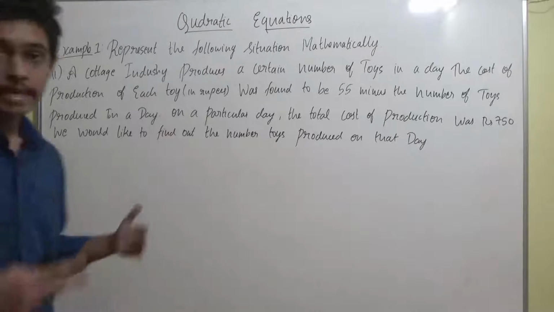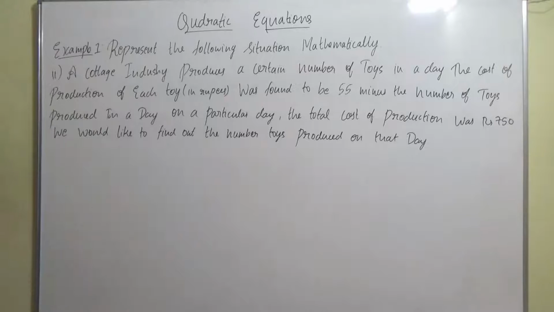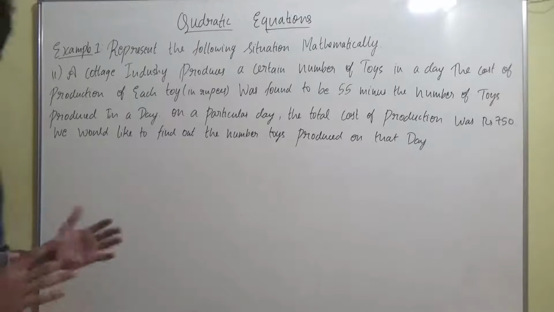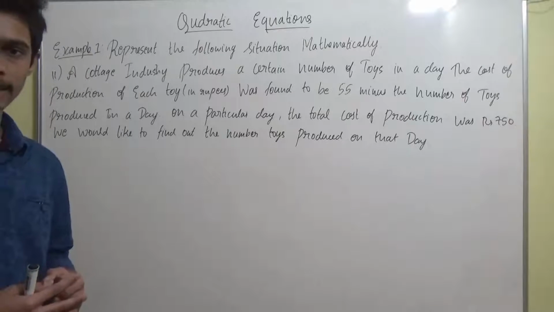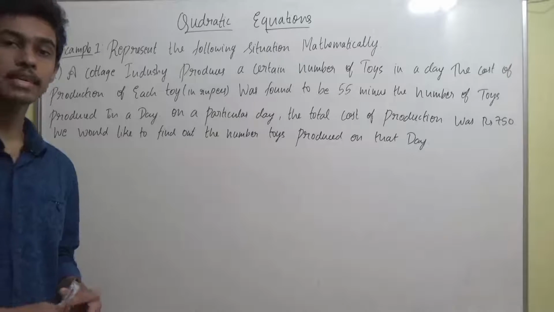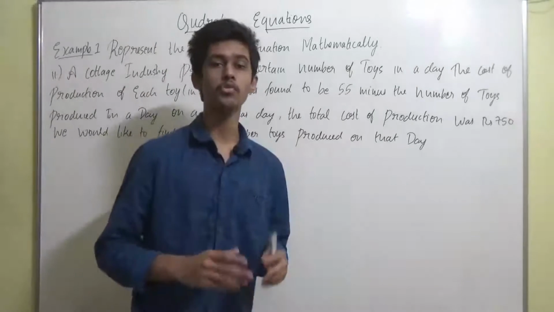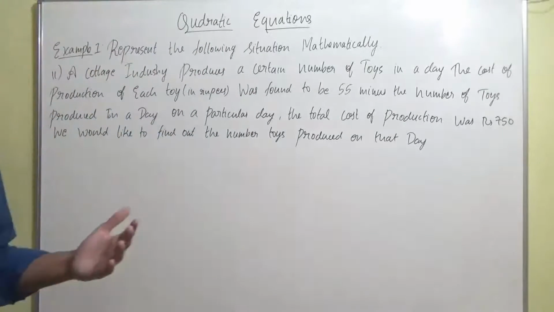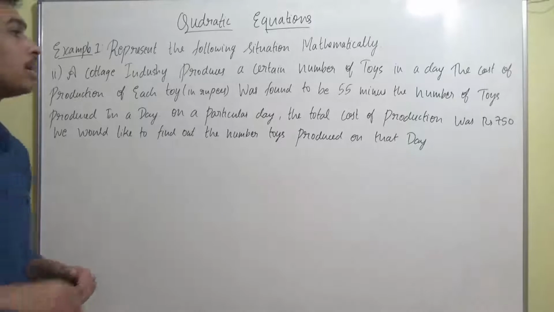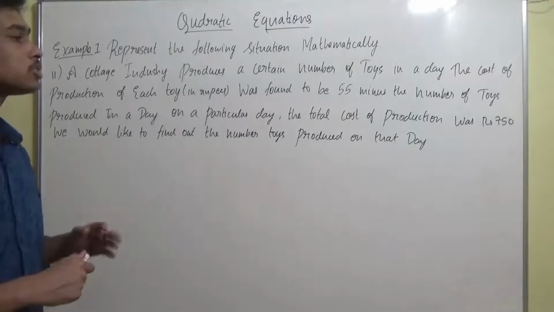So now let's go to the second part of the first example, guys. They are saying a cottage industry produces a certain number of toys in a day. The cost of production of each toy was found to be 55 minus the number of toys produced in a day. On a particular occasion, the total cost of production was 750. We would like to find out how many toys were produced on that day. So there's a cottage industry producing toys, and the cost of production of each toy is 55 minus the number of toys produced on that particular day, and on a particular day the cost comes out to be 750 rupees.